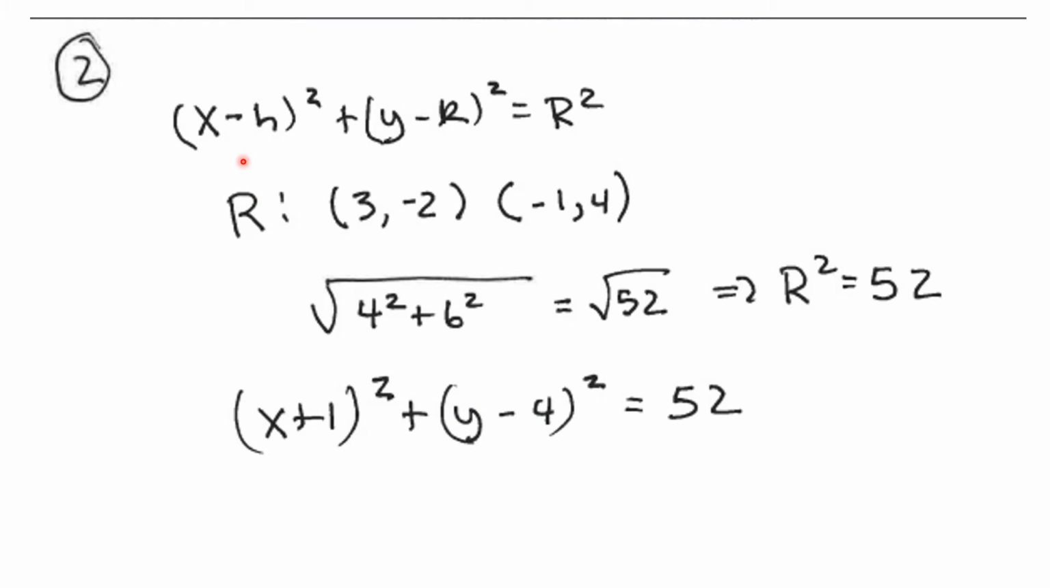Well, the equation for a circle with center (h, k) and radius r is (x minus h) squared plus (y minus k) squared equals r squared. Given the radius, then one of these is the center, the other is the point. So the distance between these two, using the distance formula, is the square root of 52, and that means that r squared is 52. So applying the equation of the circle to this, we have (x plus 1) squared plus (y minus 4) squared is equal to 52.